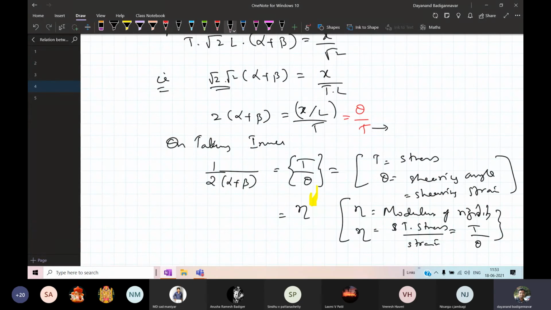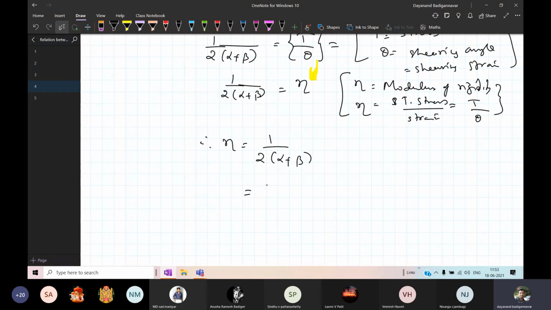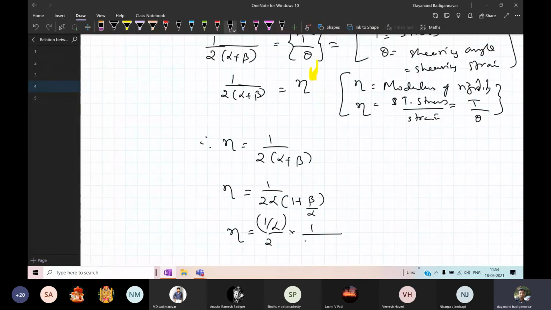Almost we are at the end, don't worry. Last step: rearrange it. Therefore eta is equal to 1 divided by 2 into alpha plus beta. You take alpha common, therefore 1 upon 2 alpha into 1 plus beta by alpha. That I can take as eta is equal to 1 divided by 2 alpha into 1 plus beta by alpha, and I will take beta by alpha as sigma. This is Poisson's ratio.